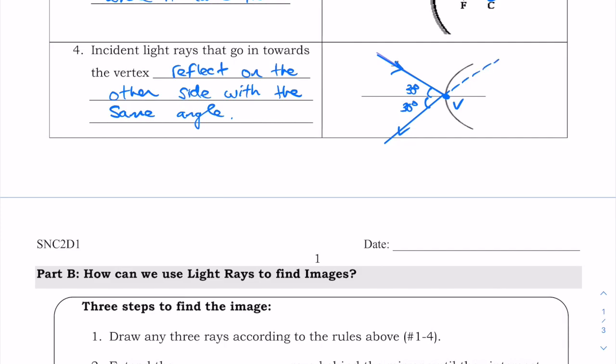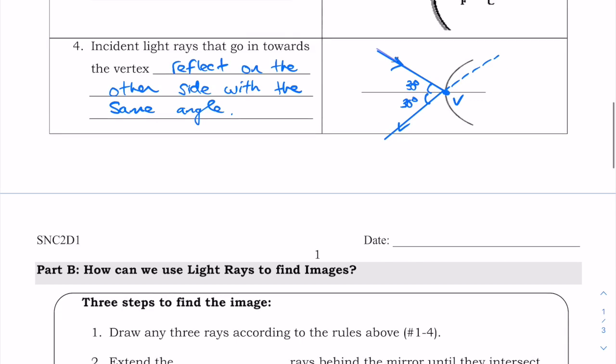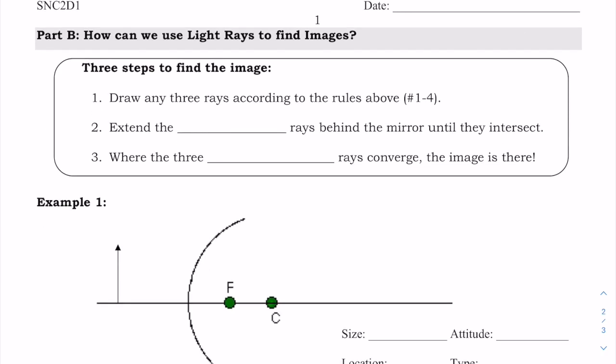All right, so those are the 4 rules for convex mirrors. And now we're going to look at how we use these rays of light to find images. Here are 3 steps. We showed you 4 rays of light on the previous page. However, you really only need to draw any 3 of them. Then extend the reflected rays behind the mirror until they intersect. And wherever those 3 virtual rays converge will be the location of your image. Let's see how this is done in the example below.